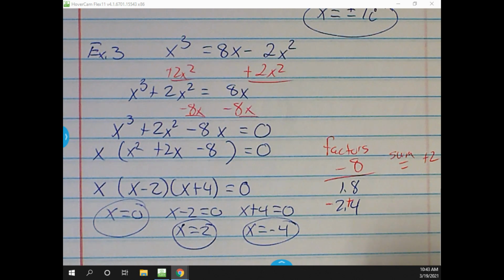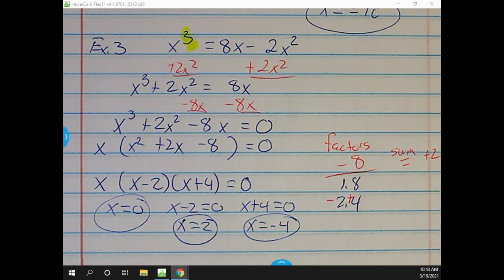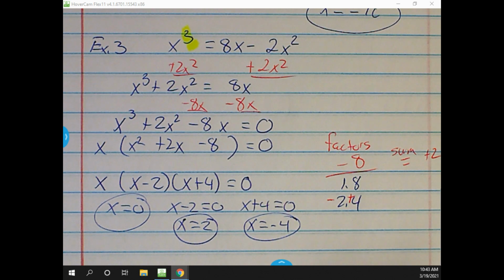Okay, and again, we started off back in the beginning back here with x to the third. So that was our highest power, so we have to have 3 answers. So there's our 1, 2, and 3 answers we have from this one.